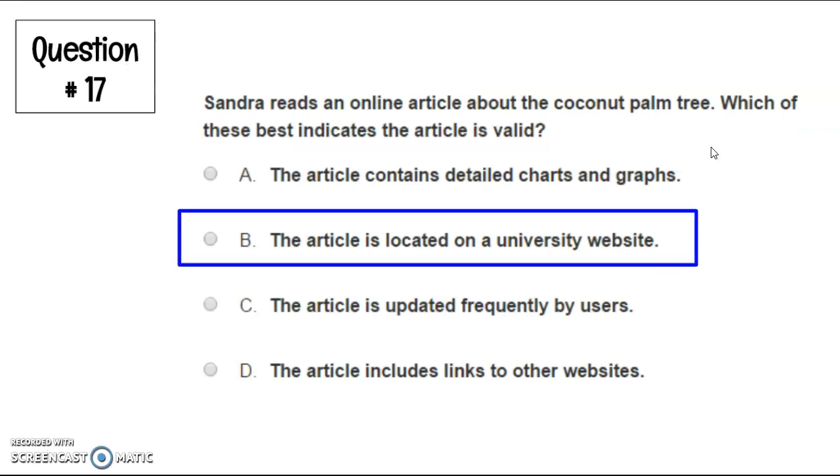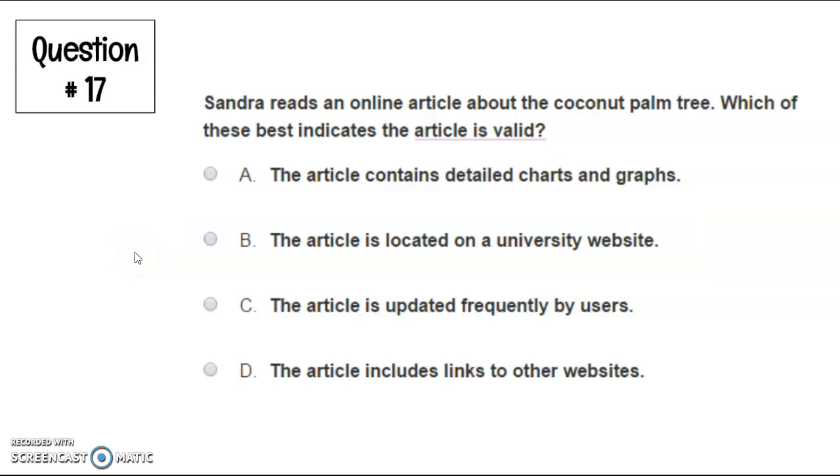Okay, next is about the coconut palm. So Sandra reads an online article about the coconut palm tree. Which of these best indicates that the article is valid? So the answer is B. Let's take a look at why. So what do we mean by an article or a source is valid? A valid source means a source you can trust to be accurate.